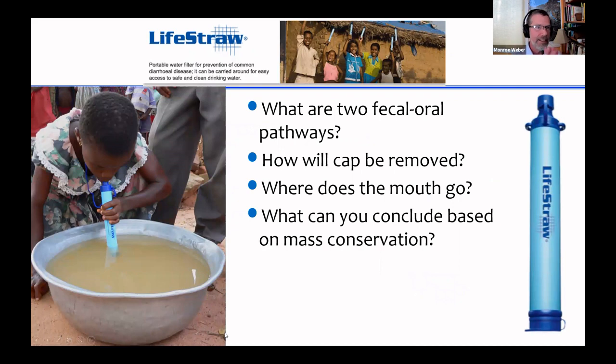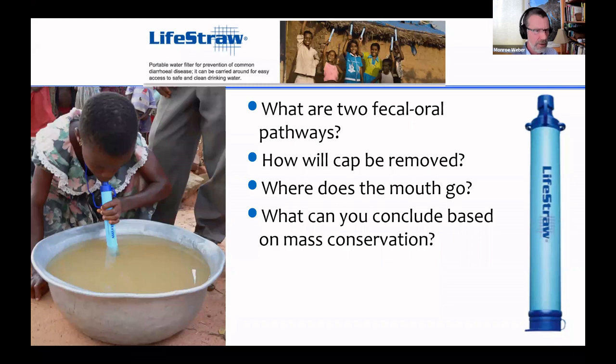Okay, so let's take this. Here's an interesting opportunity. It's a really cool device called the Life Straw. This is current technology, a number of years old. It's been out there for a while, and it can be a way to deliver safe water to people where they don't have access to safe water.